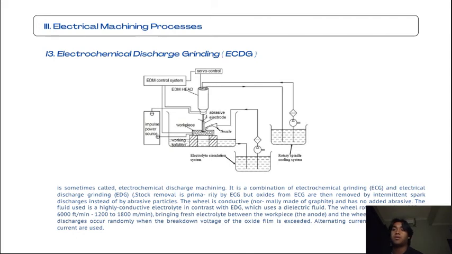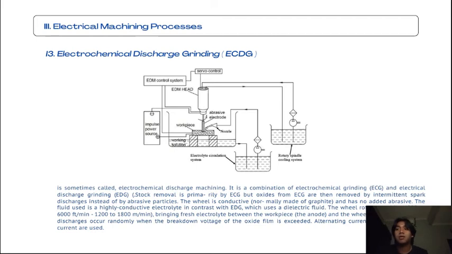So the wheel is conductive, normally made of graphite, and has no added abrasive. The fluid used is a highly conductive electrolyte, by contrast with EDG, which uses a dielectric fluid. The wheel rotates rapidly, 4,000 to 6,000 feet per minute, or 1,200 to 1,800 meters per minute, bringing fast electrolyte between the workpiece, the anode, and the wheel, the cathode. Spark discharges occur randomly when the breakdown voltage of the oxide film is exceeded.